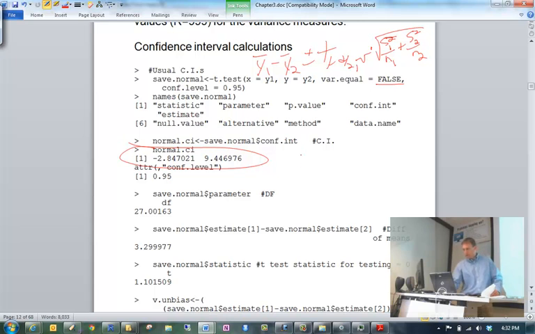And what is the true difference? Mu1 minus mu4 is actually 14 minus 10, or 4. So yay! The confidence interval captured the parameter.